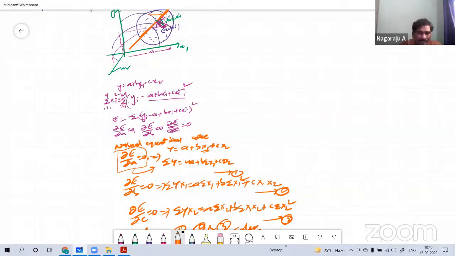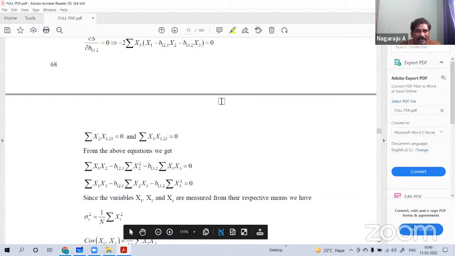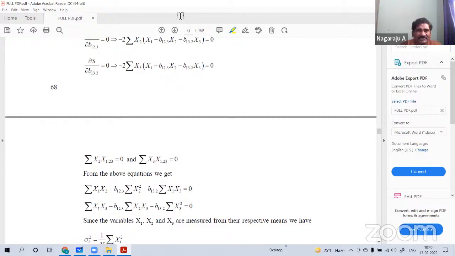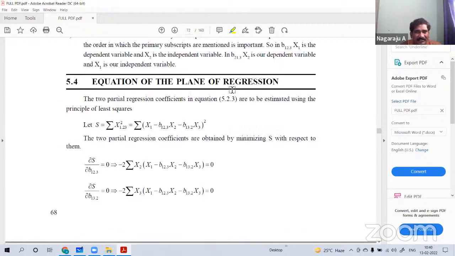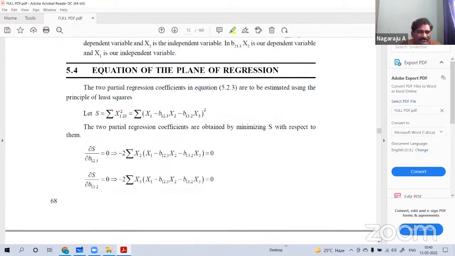Now I am showing how they derived it here. Similar to what I explained, they will explain here, you can see. The coefficients are derived in a somewhat different way. Equation of the plane of regression. One second.